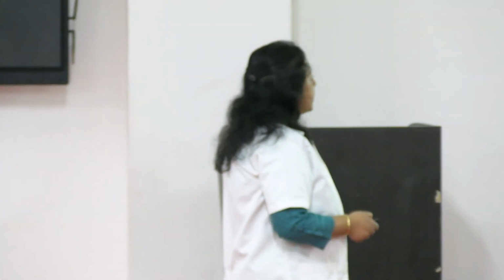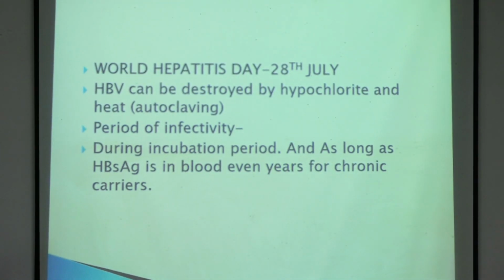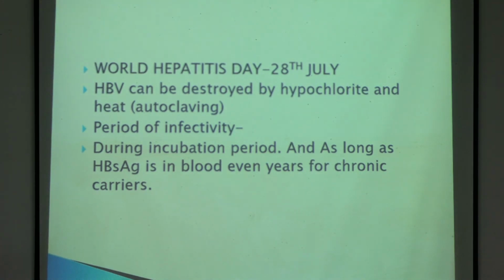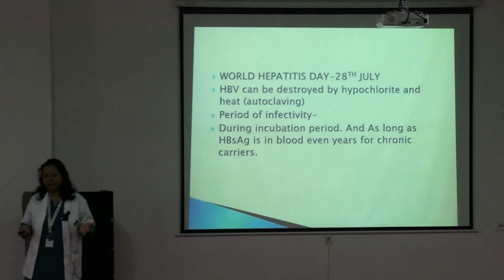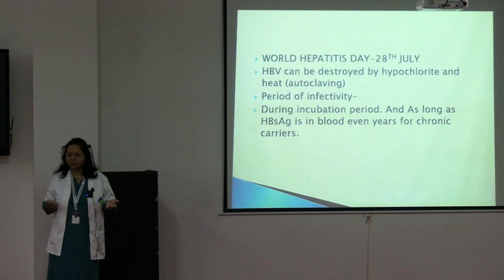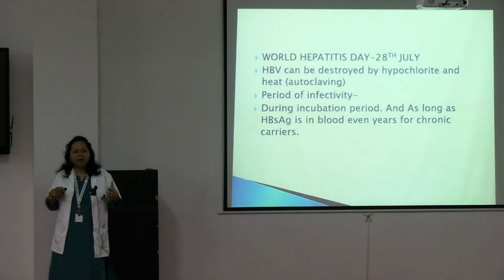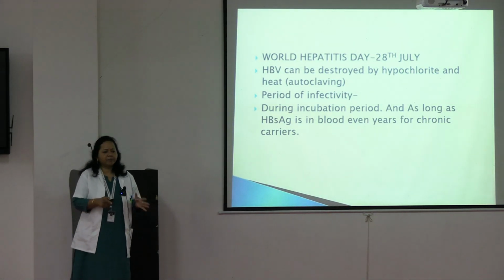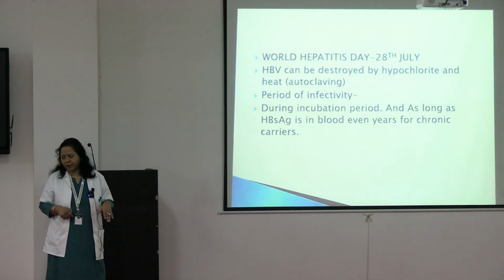World Hepatitis Day is on 28 July. Working in the hospital, you will be dealing with a lot of blood and needles, which may carry the hepatitis B virus. We need something to decontaminate and sterilize it. 1% hypochlorite is a very good chemical, always there in hospital wards and labs. But hypochlorite has to be made fresh every day. You cannot make one solution and keep it for 3 or 4 days.